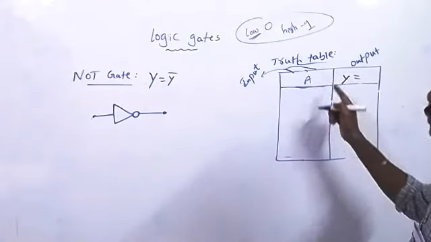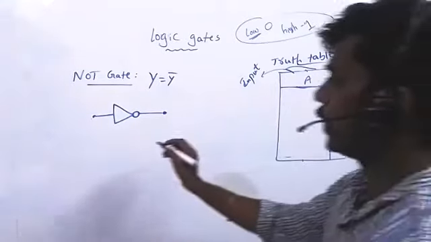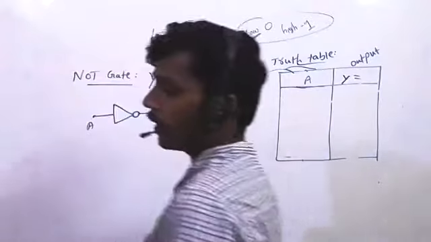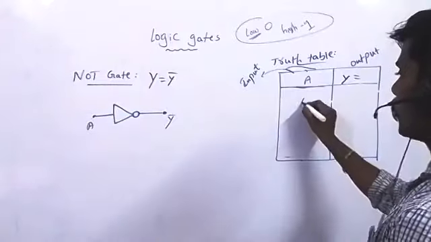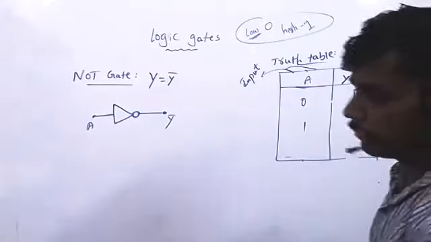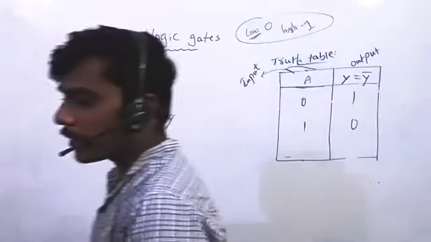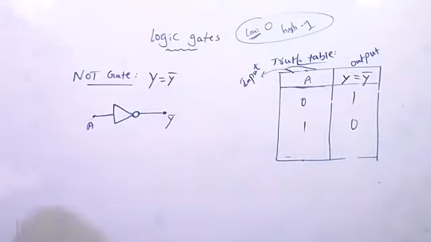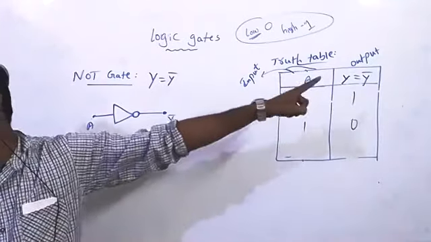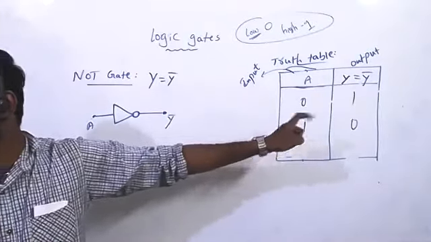Input is 1, output also 1. So if I give A, it is y dash. Why am I saying y dash? If I give 0 here, output I will get 1. If I give 1 here, output I will get 0. So it is y is equal to y dash here. That bar is representing that opposite nature. If you give input low, output you will get high. If you give input high, output you will get low.